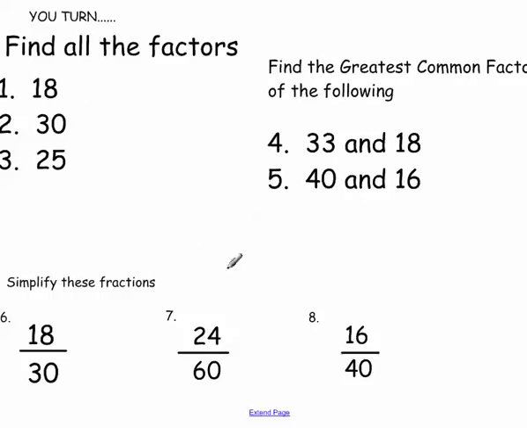You have 8 problems that you need to do, so pause the video, and this is what your teacher is going to check tomorrow. For 1 through 3, you need to list all of the factors. For 4 and 5, you need to just list their greatest common factor. And then for 6, 7, and 8, you are going to simplify these fractions into lowest terms.